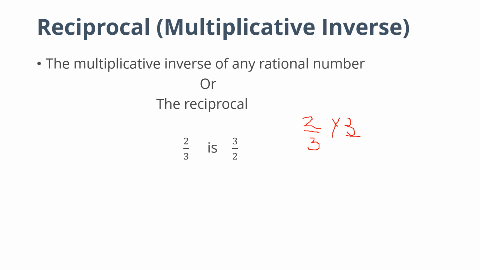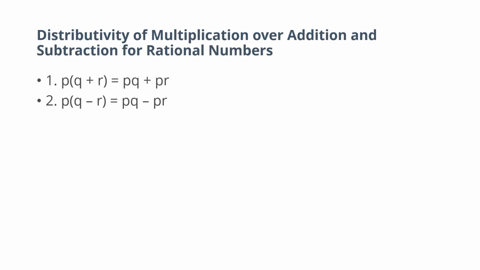These two numbers should give you 1, which is obviously true. When you are multiplying, these 3 and 3 will cancel and 2 and 2 will cancel. So ultimately you are going to get the solution as 1. So multiplicative inverse, if you go by the shortcut, is just the reciprocal. So for 2 by 3, the reciprocal is 3 by 2. So the multiplicative inverse is 3 by 2.